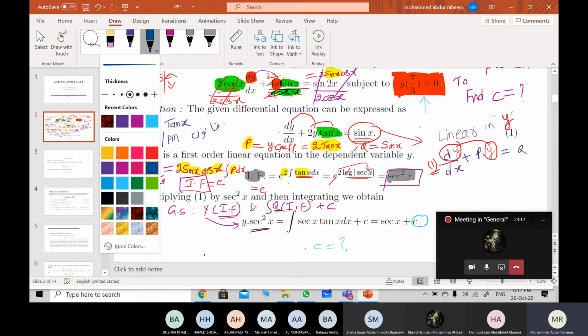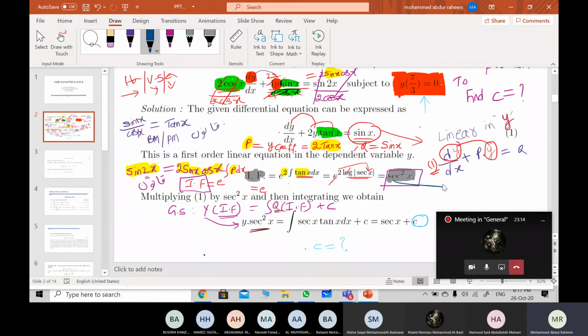Now this IF, how much? This is secant square x. Yes, that I wrote here. And here Q, how much? Q is sin x, that I will write here. And after that this IF, and with that we will get this one. How will we get it? I will write sin x secant square x.